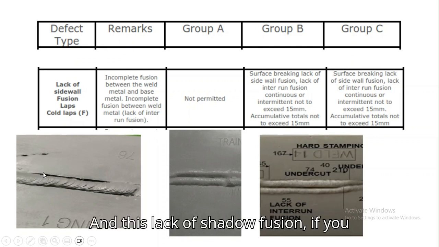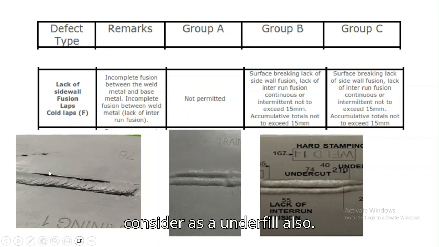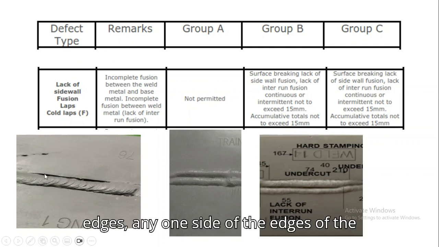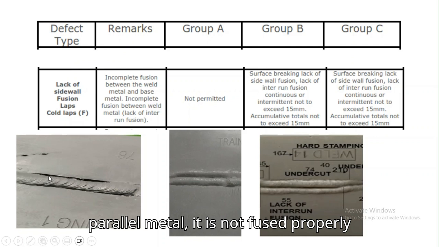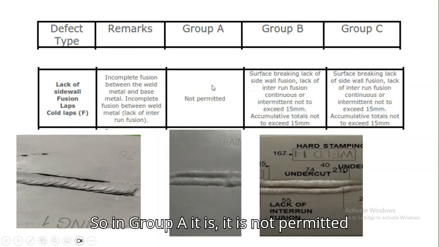And this lack of cellular fusion, if you see lack of fusion, it should be considered as an underfill also. Okay, I think you understood. And second thing, if you notice any edges, any one side of the edges of the parent metal, not fused properly with the weld metal, that is also lack of fusion. So in group A, it's not permitted.